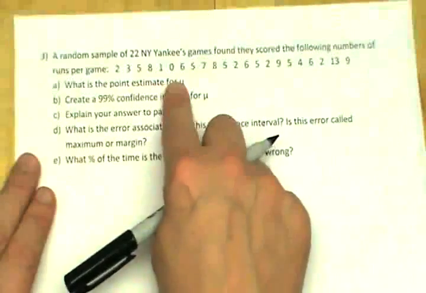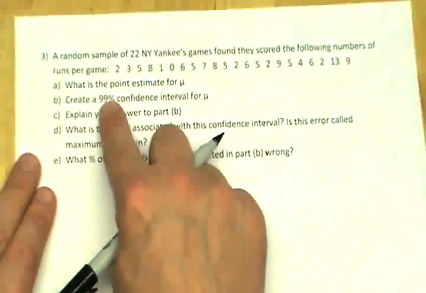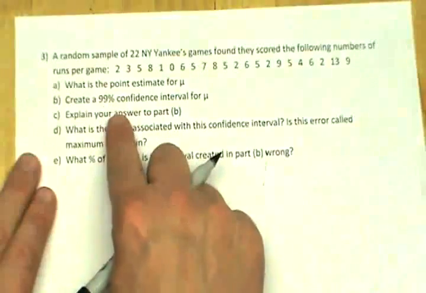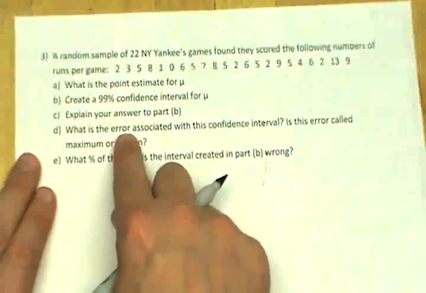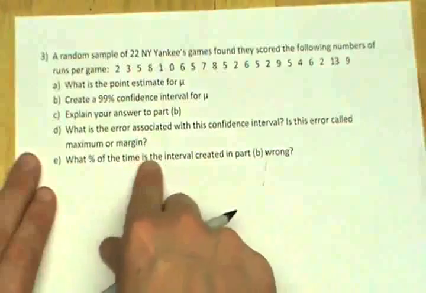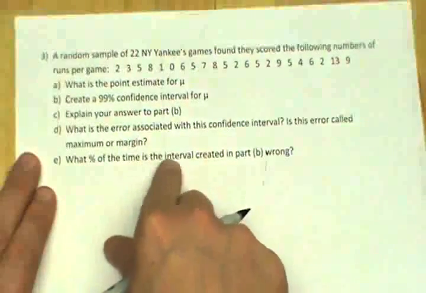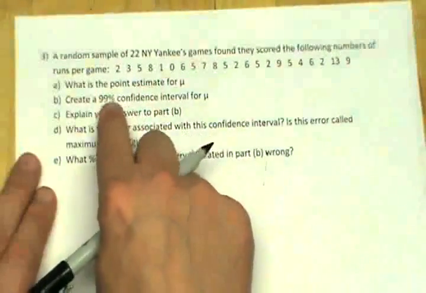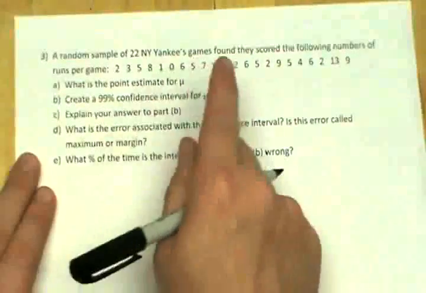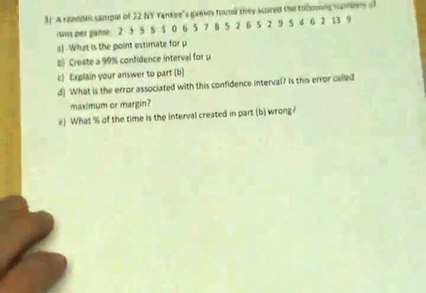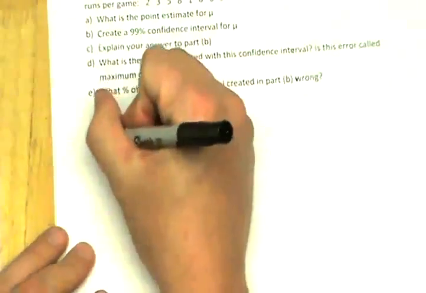What is the point estimate for mu? We're going to create a 99% confidence interval, explain the answer, find out what the error is, and find what percentage of the time the interval is going to be wrong. Well, we know that if it's a 99% confidence interval, then the answer to part E is going to be 1%. That makes sense.